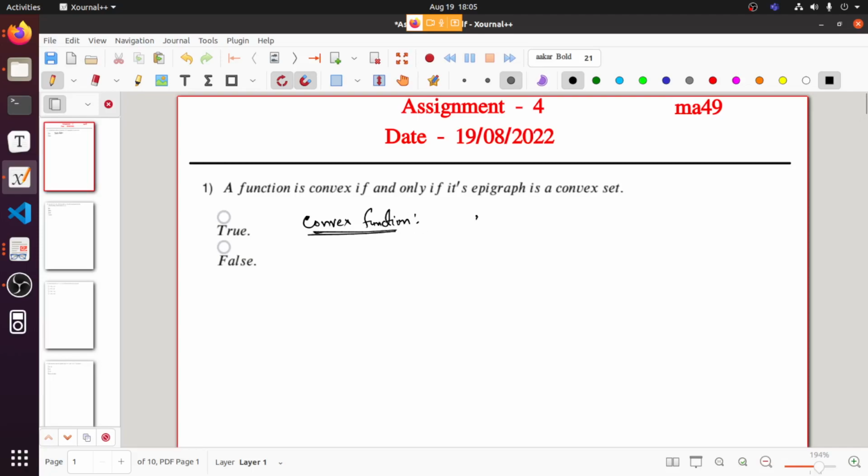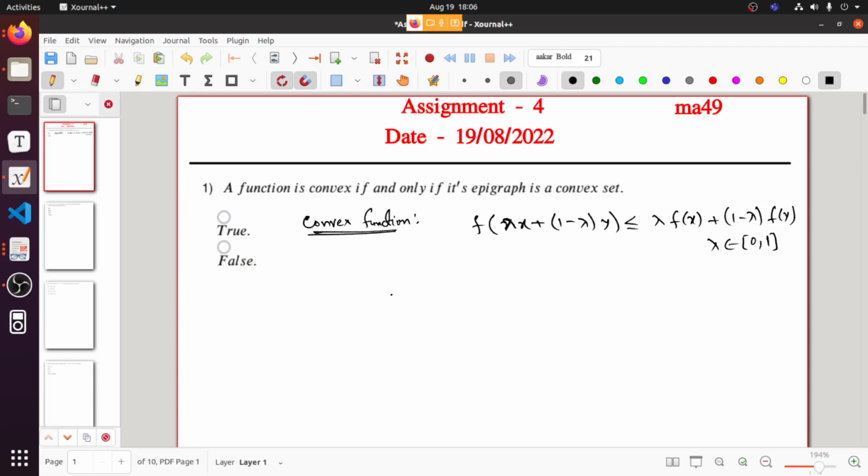It should satisfy f of lambda x plus 1 minus lambda y should be less than or equal to lambda times f of x plus 1 minus lambda times f of y, where lambda belongs to [0, 1], right? So this is the definition of a convex function.